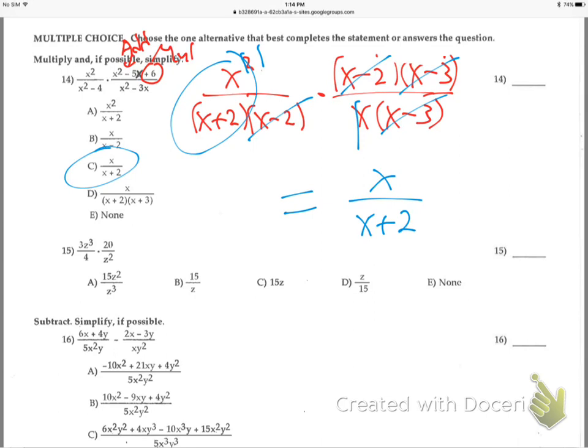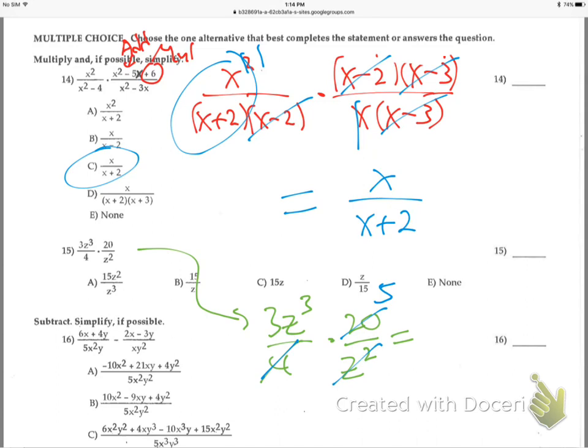Let's do number 15. Number 15: 3z cubed over 4, times 20 over z squared. What do you do? You just cross cancel and multiply what's left over. Again, the multiplied ones are easy. They're just factor if necessary and cancel away. Cross cancel, right? So 4, I'll change my color, 4 goes into 20 5 times. And z squared goes in, leaving z to the first.